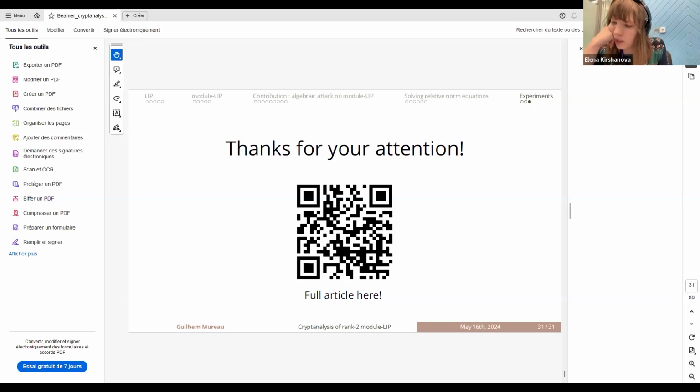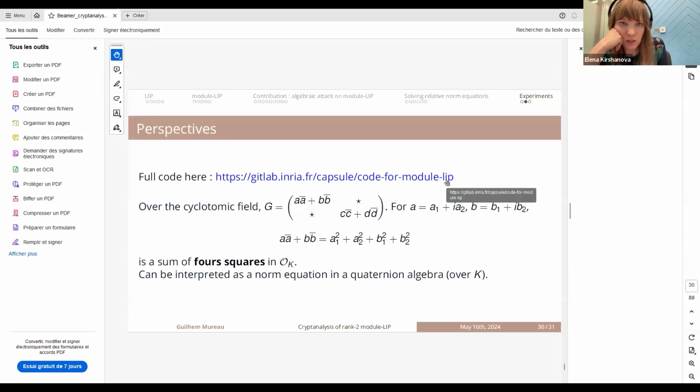I have another question. If you go to slide 26, when you were describing an algorithm for, well, I don't remember exactly the name, for solving the norm equations. I think it's 26.